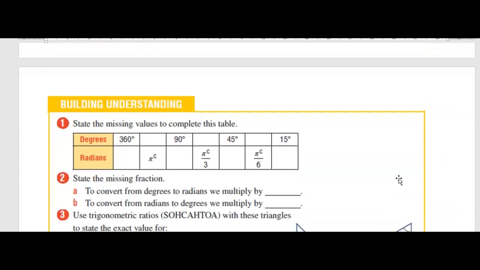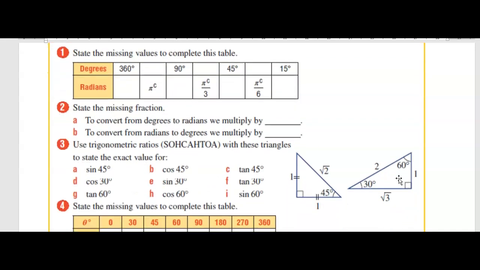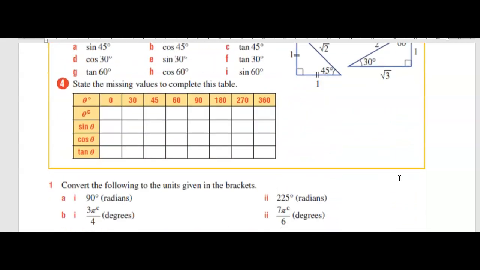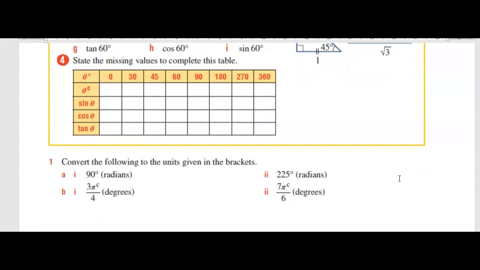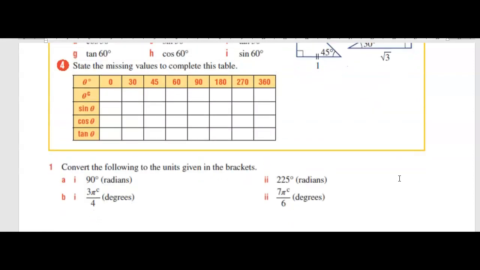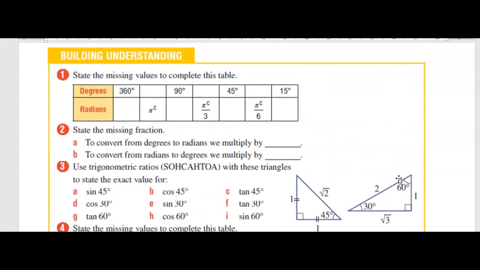So we're going to do the same thing here in building understanding. So I'm going to fill this in, and then in a second video, we're going to do the questions, just because I don't want the video to be too long. All right, so when we're looking at converting degrees into radians, 360 is the same as 2 pi radians. Okay, and pi is equal to 180.